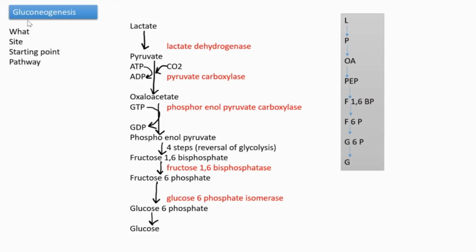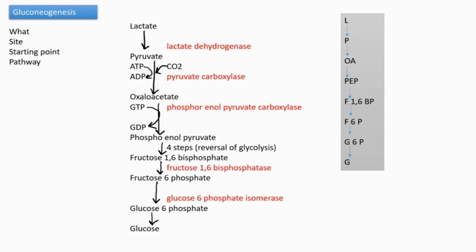Next cycle is gluconeogenesis. Gluconeogenesis is a synthesis, anabolic process. And here glucose we are synthesizing from non-carbohydrate precursor molecules. That is gluconeogenesis. If the question came for 1 mark, you have to write only this much: it is a synthesis of glucose from non-carbohydrate precursor molecules.